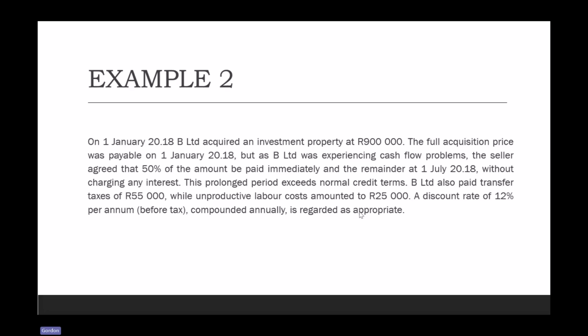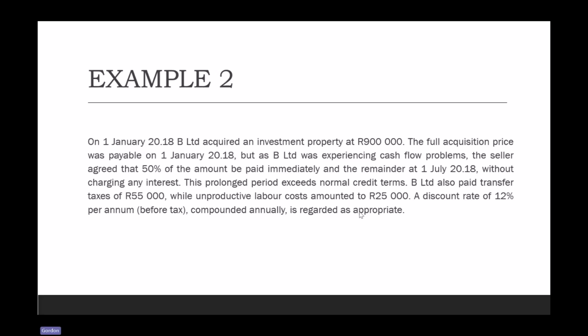So the full acquisition price for this investment property was payable. They didn't say it was paid. They said it was payable. That means it became a liability on the 1st of January 2018. But as B Limited was experiencing cash flow problems, the seller agreed that 50% of the amount be paid immediately and the remainder to be paid at 1 July 2018. That means 6 months later.